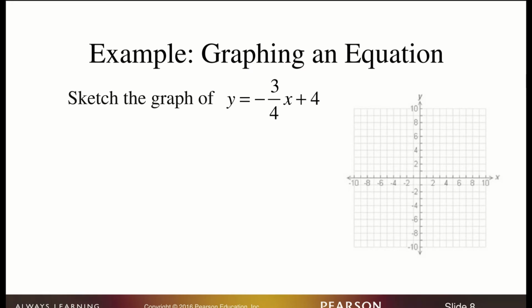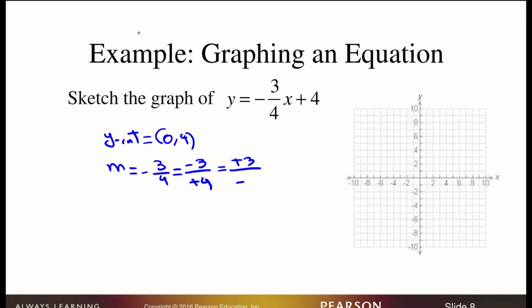Okay, so looking at this equation, we know that negative 3/4 is going to be the slope, and the ordered pair (0, 4) will be the y-intercept. So let's make a note of that. So the y-intercept equals (0, 4), and m equals negative 3/4. And remember, you can see that as negative 3 over positive 4, or positive 3 over negative 4.